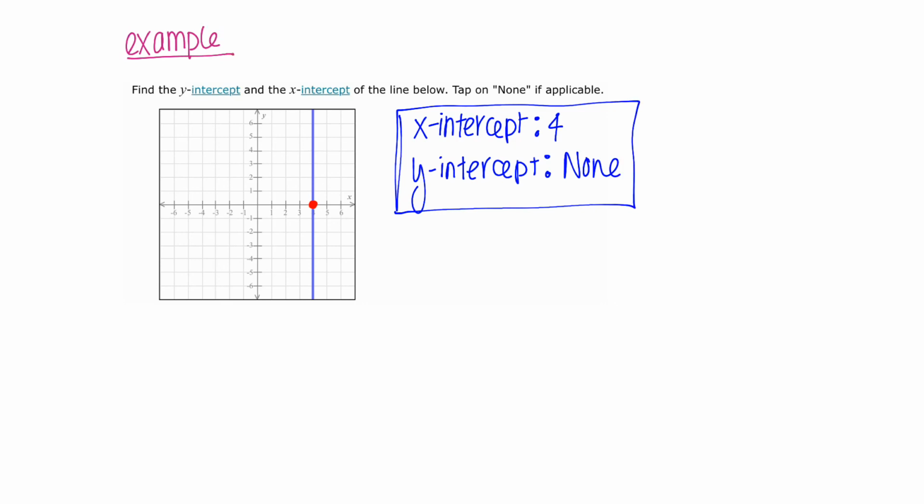All right, that's it. That's all you need to know for this one. There's 2 tricky scenarios, and then knowing that the x-intercept is where it hits the x-axis and the y-intercept is where it hits the y-axis. You're doing great.